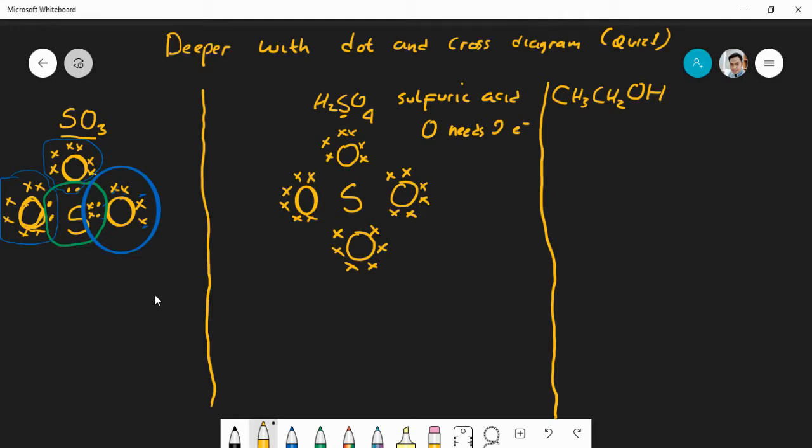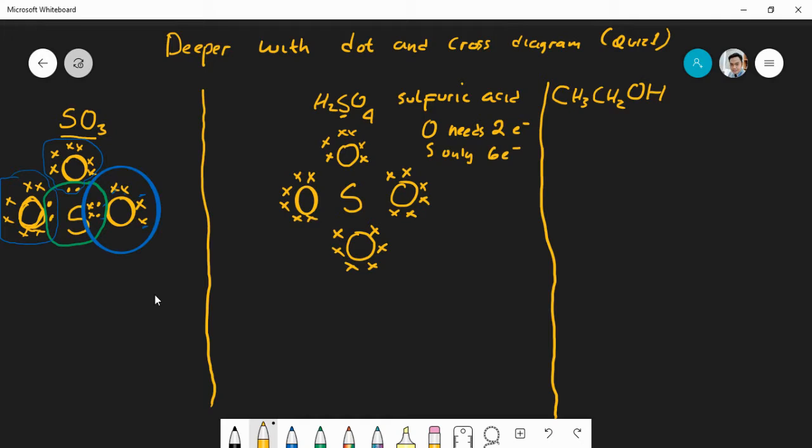So 2 electrons more. And then sulfur only has 6 electrons. So these 6 electrons, if you divide them among those 4 oxygens, and each oxygen needs 2 electrons, of course you are going to run out of electrons. Let me show you the real sharing example here.